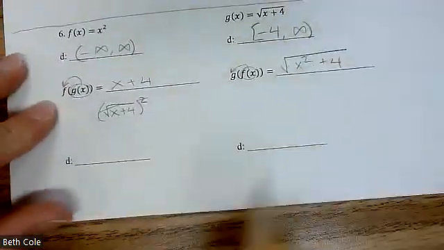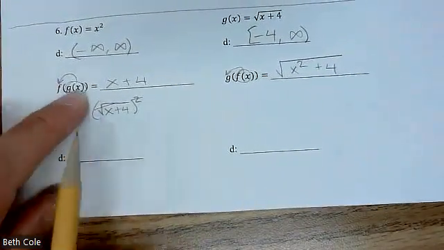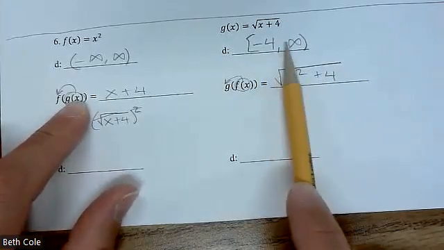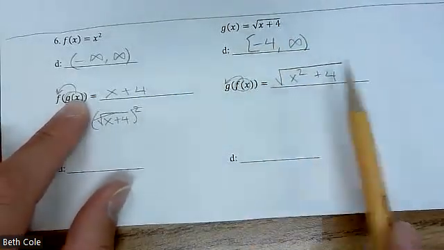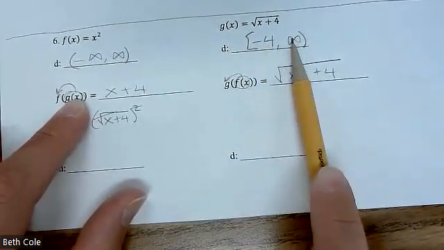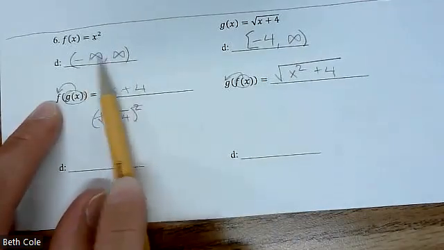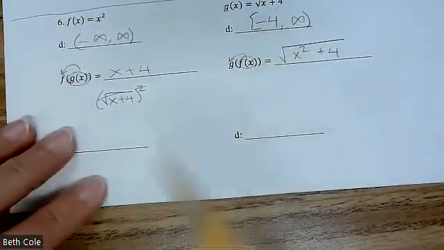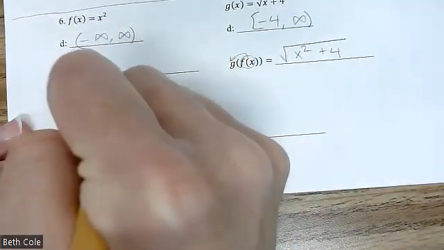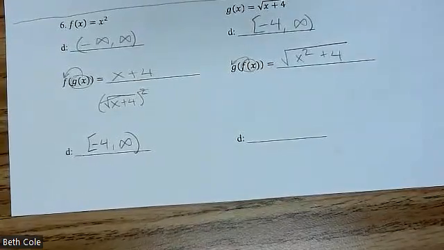So let's look at 6. F of g, which one's inside? G. Does g have a restriction? Look, we wrote it right here. Yes. You are stuck with it. Does the outside function, does f have a restriction? No. Great. That means this is just your answer. You will just copy it over. If the inside function has a restriction, you are stuck with it.